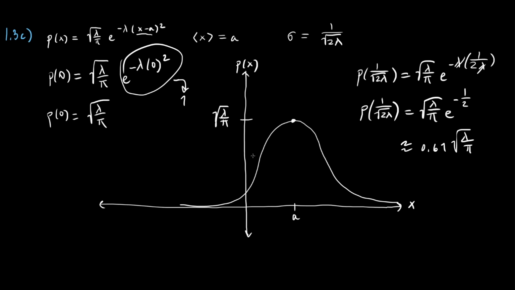So if we just look at something that is a third of the way down from the peak, which is, let's just say it's somewhere right here, this is where the standard deviation will be. So this will be a minus 1 over square root of 2 lambda, and this point will be a plus 1 over the square root of 2 lambda. And then this point will be 0.61 square root of lambda pi.